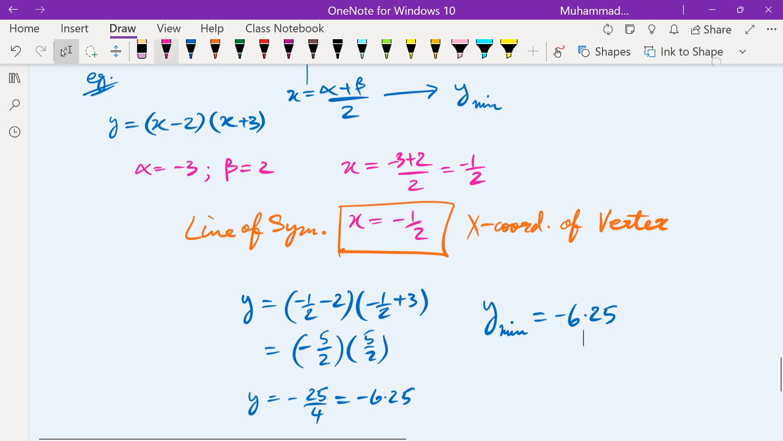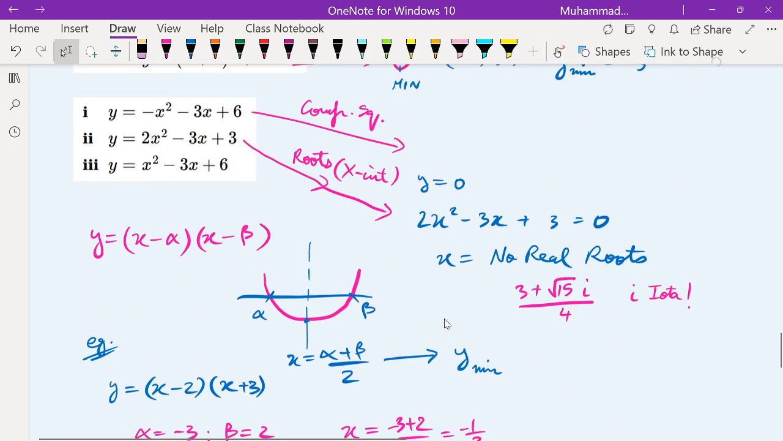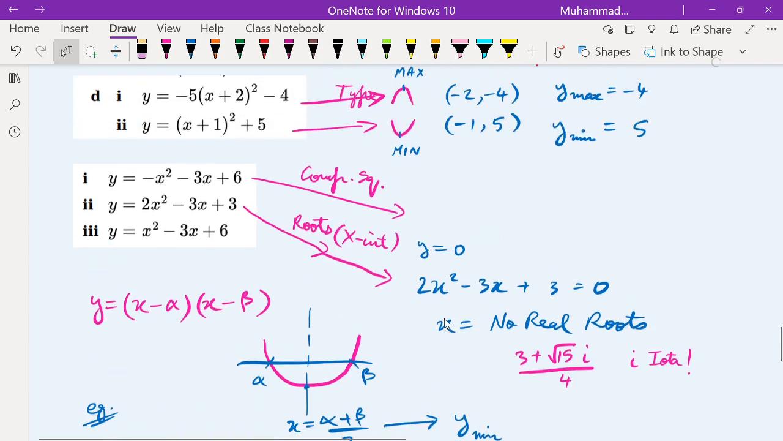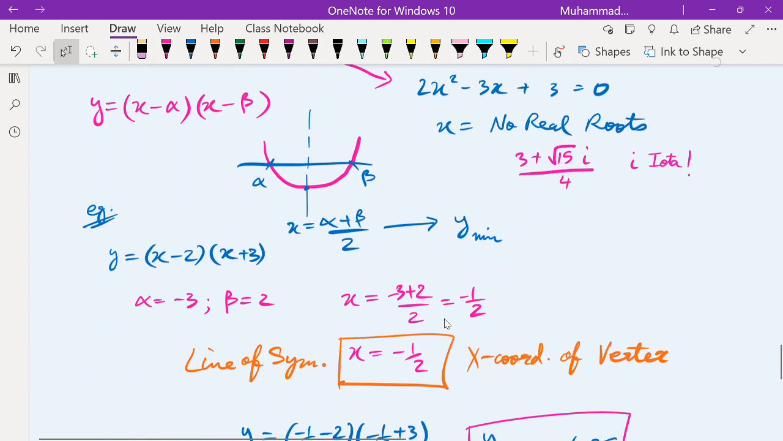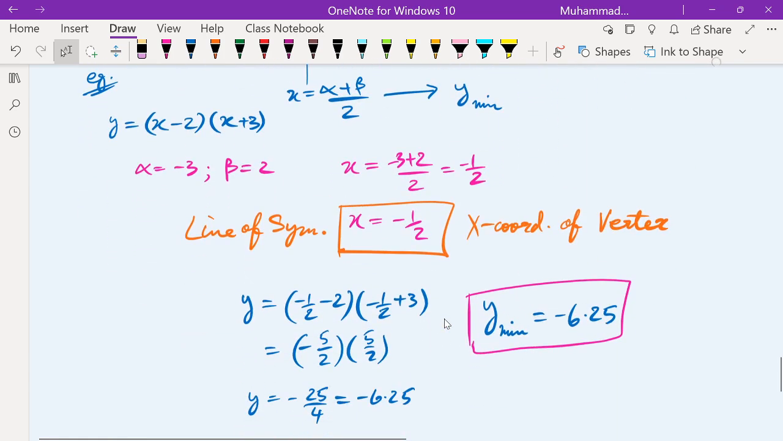So this is another approach. You can find the turning point or the y minimum from the equation which is in factorized form. Okay, clear?